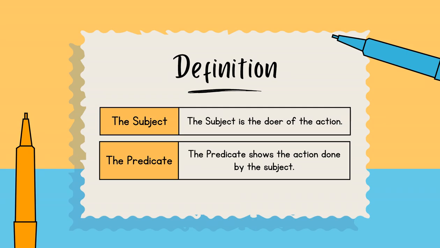Definition. The subject. The subject is the doer of the action. Doer of the action is called subject. The predicate. The predicate shows the action done by the subject. Action done by the subject is called predicate.